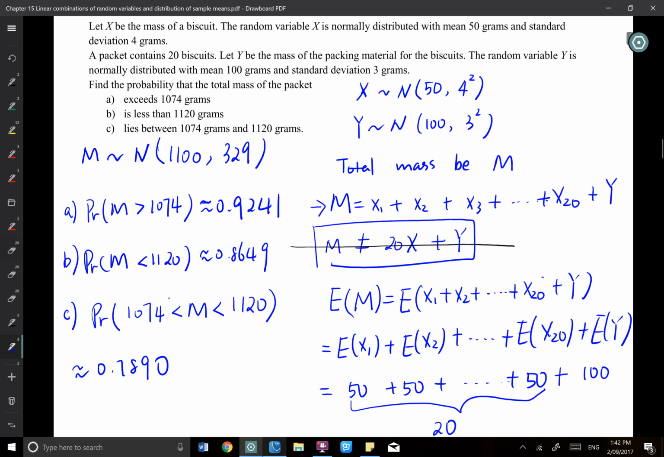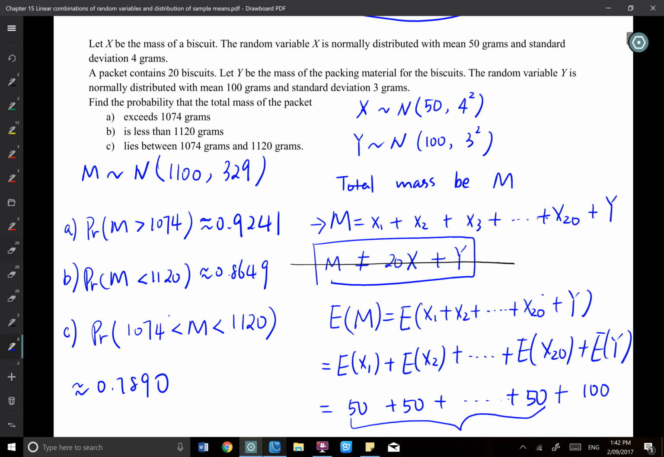Okay, that's this example here. After we find the distribution of the total mass, everything is just by calculator. We just need to recognize the total mass.